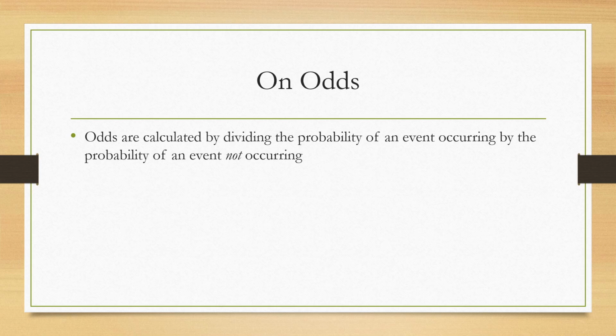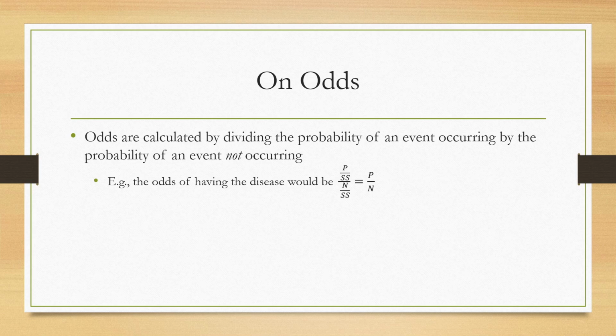Now, odds are calculated by dividing the probability of an event by the probability of the event not occurring. So the odds of having the disease, so we have the probability of having the disease, that's our prevalence, would be P over SS, that's the probability of having the disease, and the probability of the event not occurring.